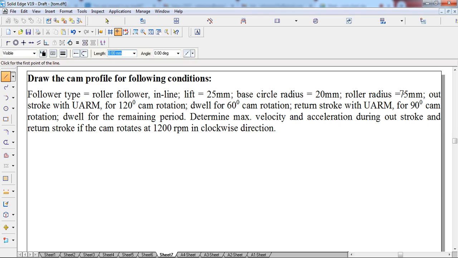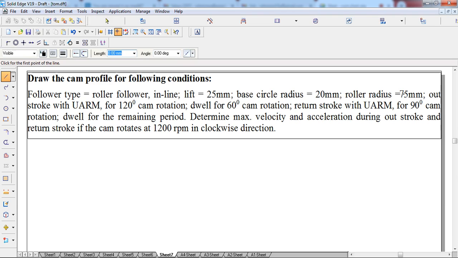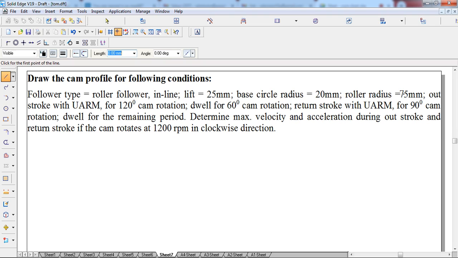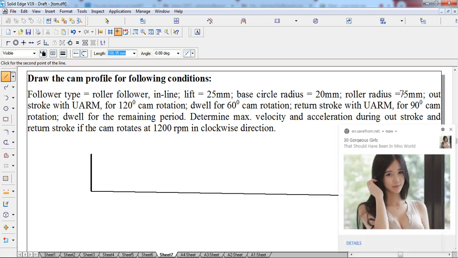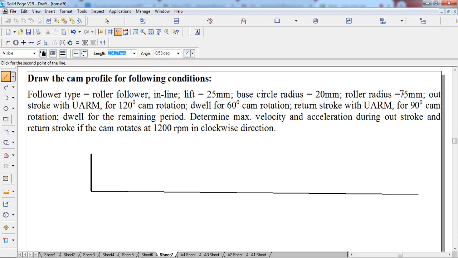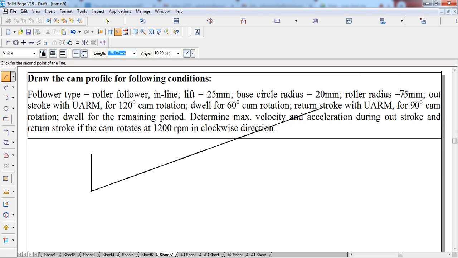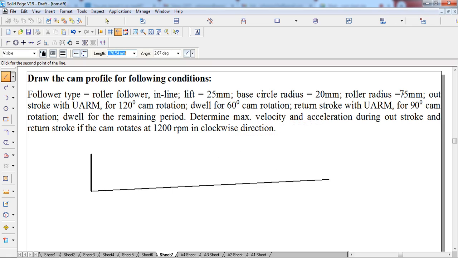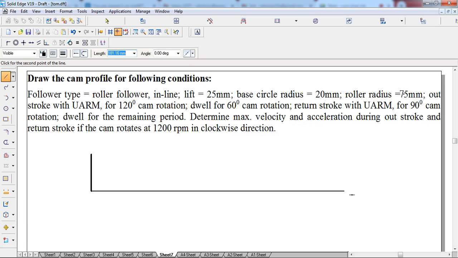First on the y-axis you have to take the lift distance whatever is given. So lift is 25 mm. So I will take 25 mm vertical line on the y-axis. Then the 360 degree rotation will be on the x-axis. If you take a scale of 2 degree equal to 1 mm, you will get around an 18 centimeter line, right? So I will take 18 centimeter, that is 180 mm.